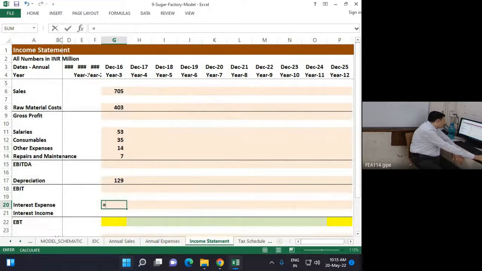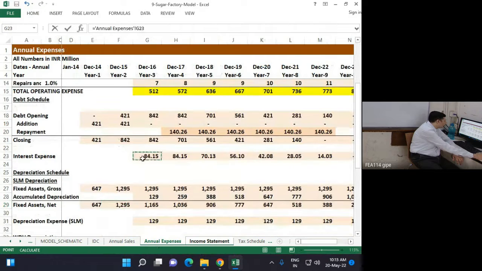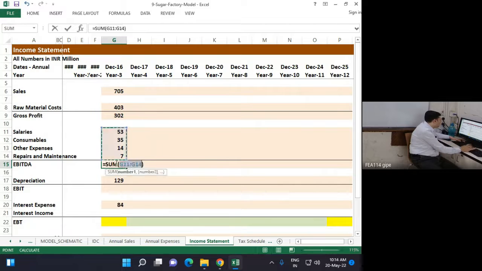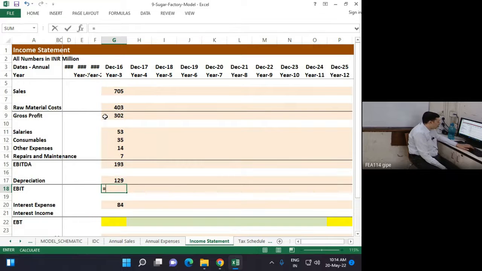Interest also we have calculated in the annual expenses. We will put down the in-between formulae. All are profit numbers, so we are just going to minus everything. Sales minus raw material gives me gross profit. Gross profit minus sum of all the expenses, operating expenses gives me EBITDA. EBITDA minus depreciation gives EBIT, and EBIT minus interest expense plus interest income gives me EBT.